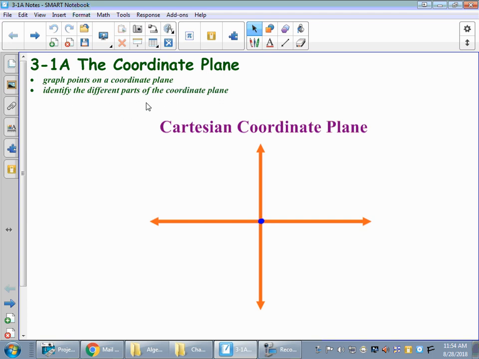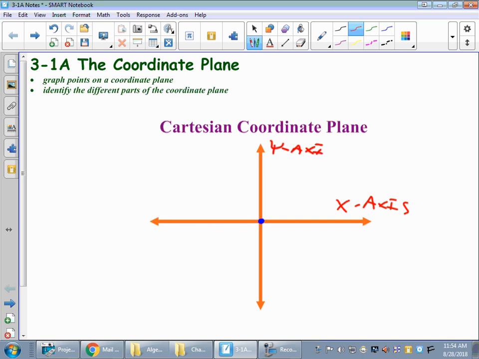So 3.1a first, we're going to talk about the coordinate plane, and basically today we want to graph points on a coordinate plane, which you probably have all done before. And then we want to identify the different parts of the coordinate plane. So first, here's the Cartesian coordinate plane, as it's called. You have an x-axis and a y-axis, and we're just going to label some parts on it. So here is the x-axis, the horizontal line that goes across, and then the y-axis would be this one here, the one that's vertical, up and down. So those are the x and y axes.